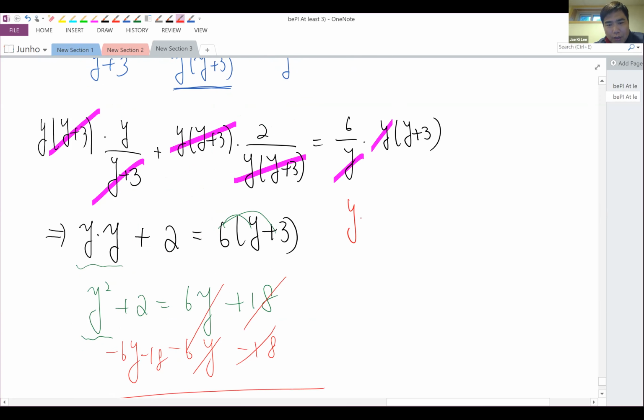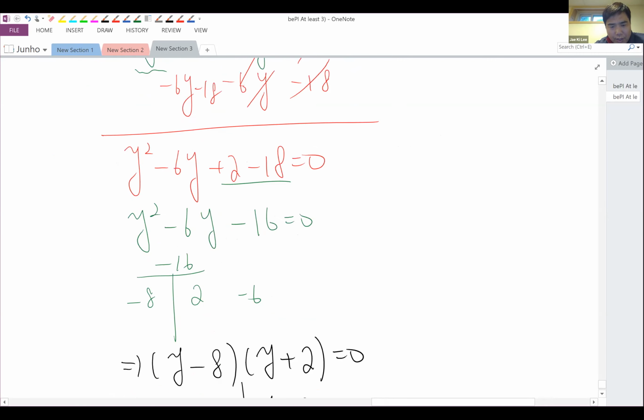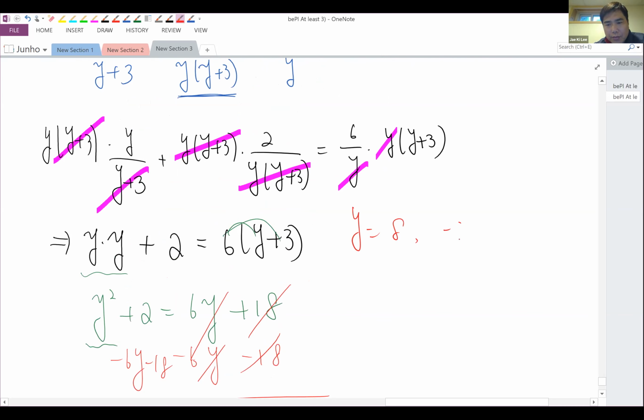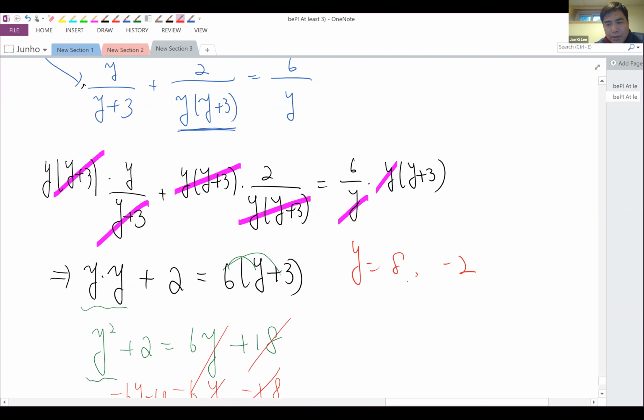So between y equal to 8 and negative 2, does any number make one of these factors equal to 0? You know what I'm talking about? That's why I pause for a second and then double check. Which one makes it equal to 0?